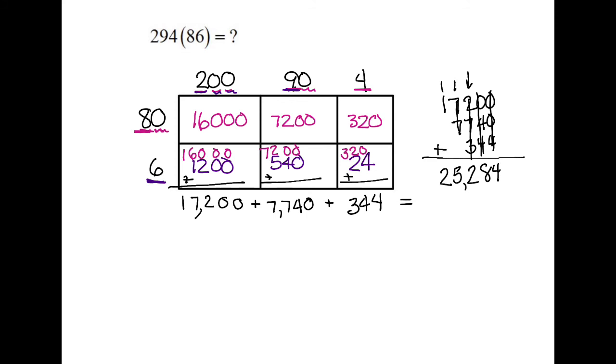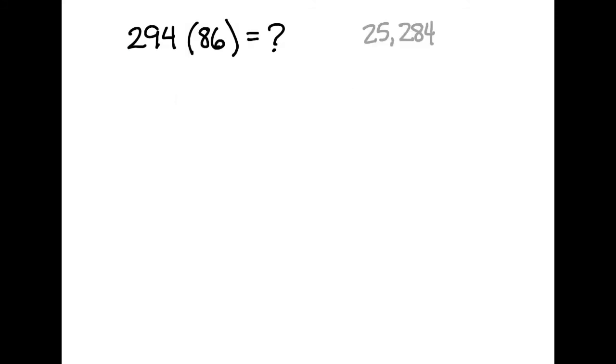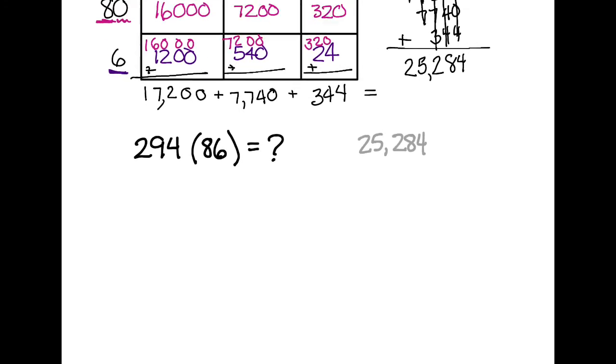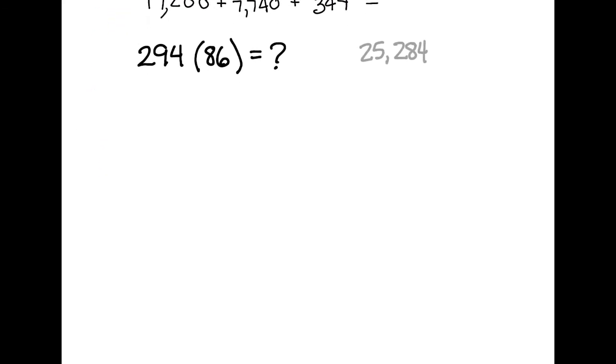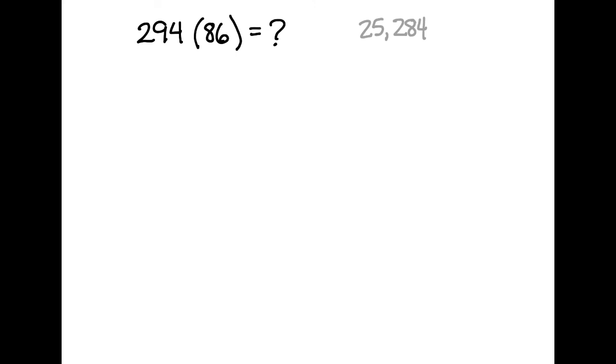So was it easy? It wasn't too bad. Was it quick? Definitely not. Okay, so 294 times 86. Let's do this one the lattice method this time. And here's the other one right up there, so we have it to compare. I've just written the 25,284 down because that's what we're going to see if we get, right? Should match.